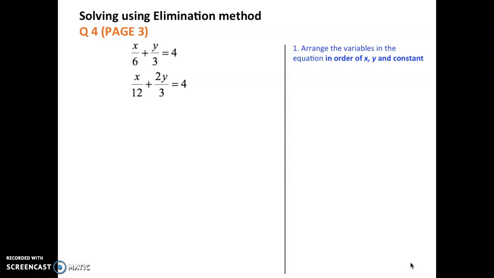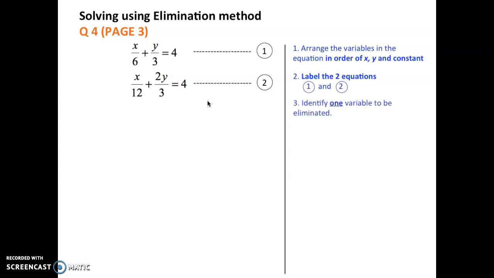In step 1, we'll arrange the variables in the equation in the order of x, y, and the constant. So in these two equations, we can see that it is already in that format. We have x term, y term, and the constant term on the right hand side of the equation. So once we're done with that, we can label the two equations 1 and 2. In the next step, we're going to identify one variable to be eliminated. I'm going to choose to eliminate my x variable.